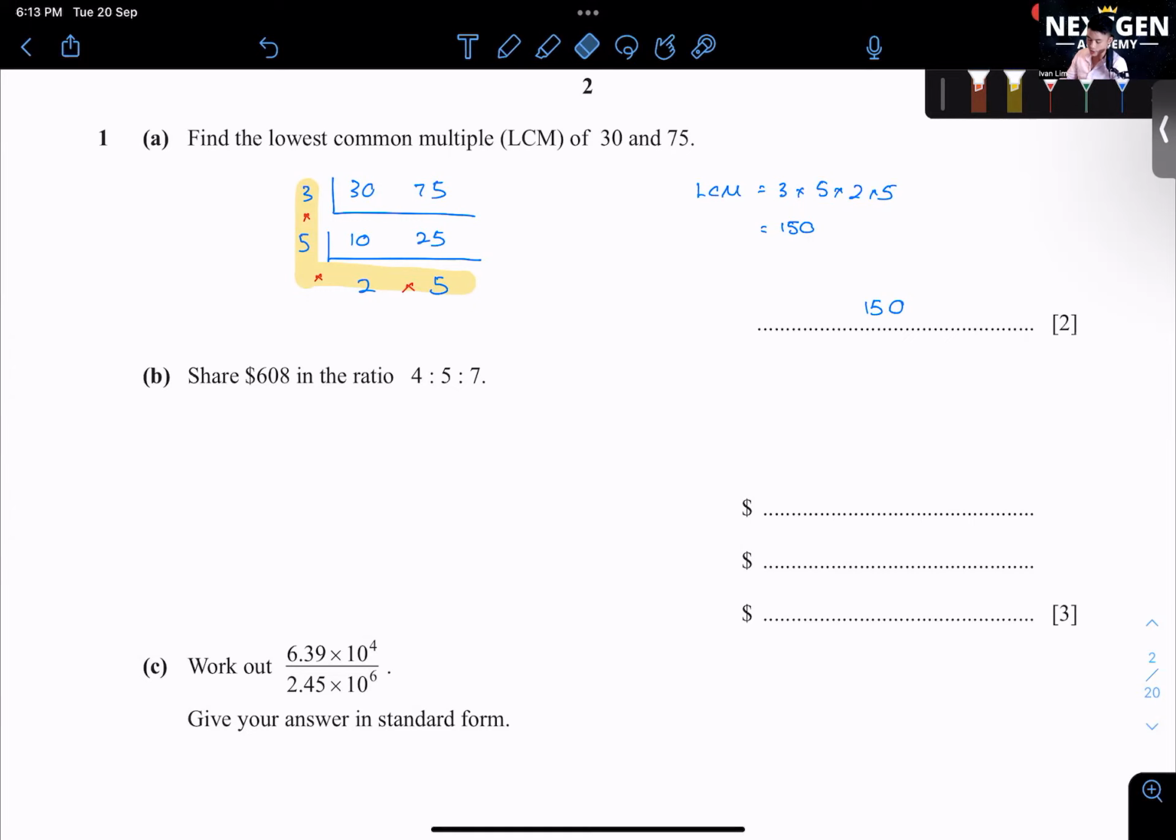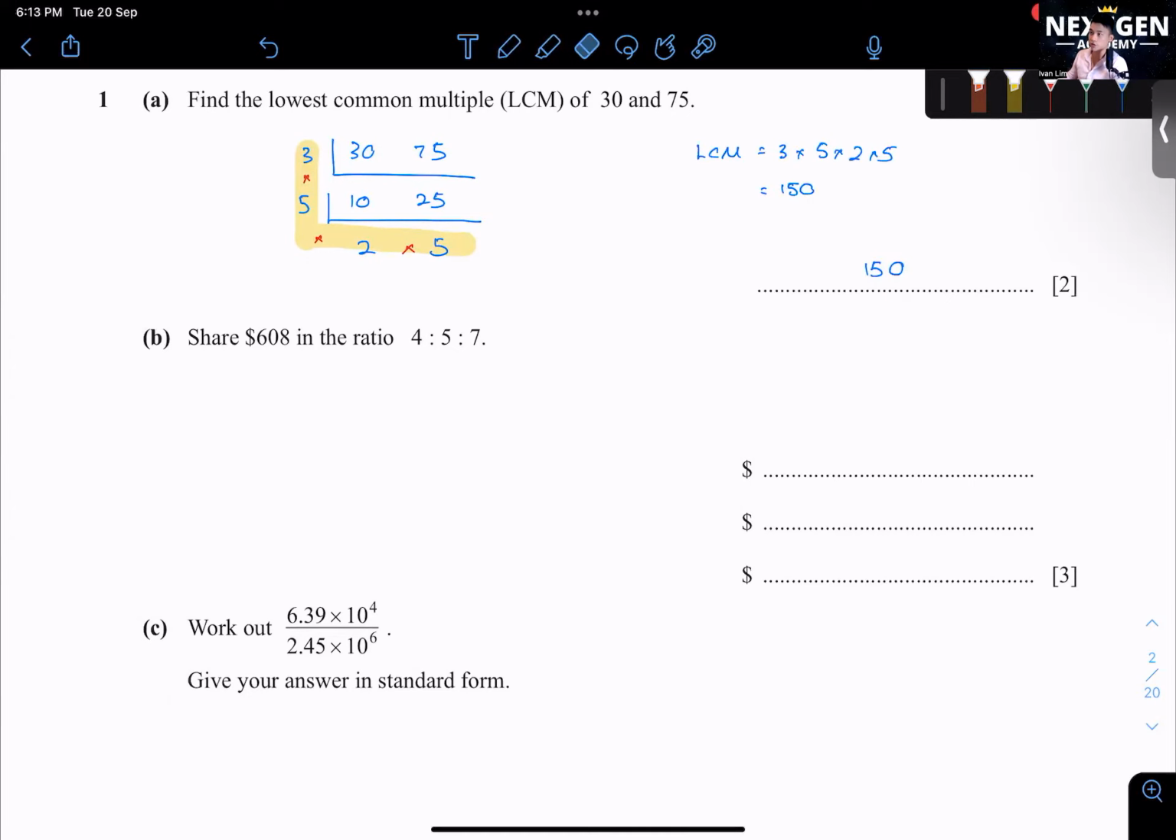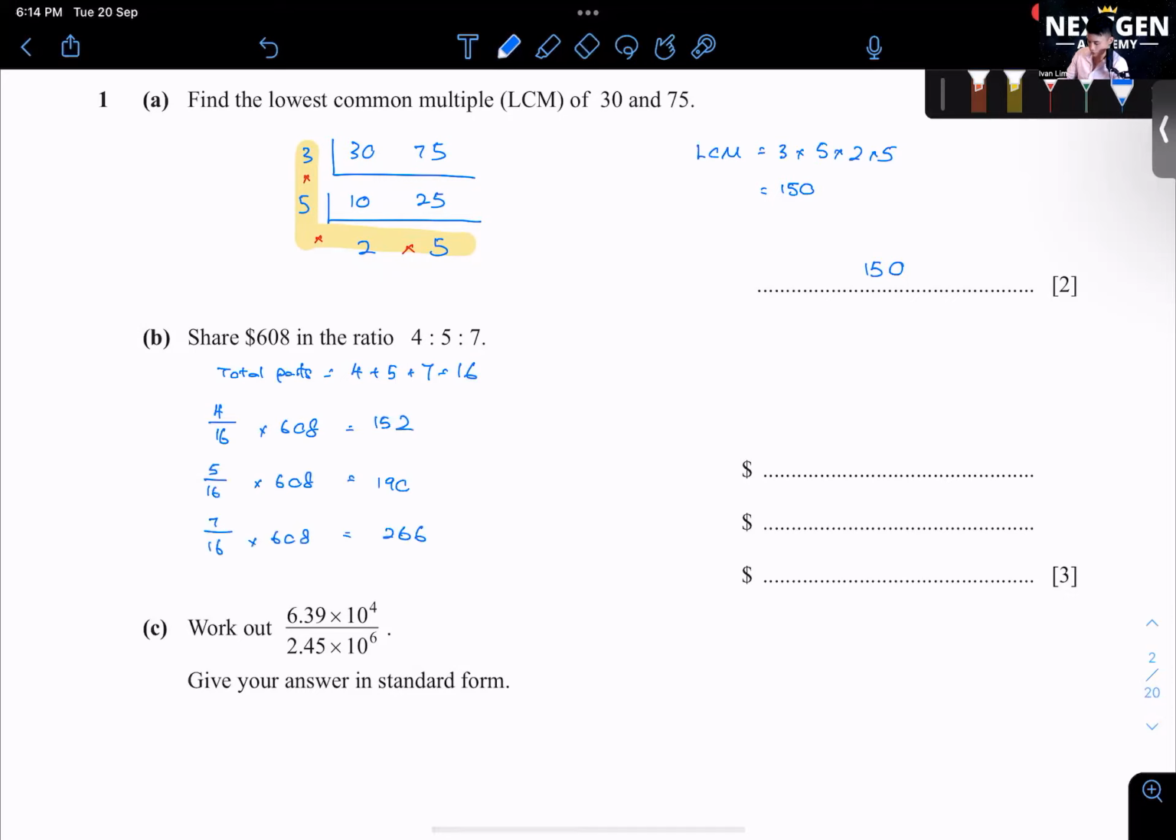Question B. Share $608 in the ratio 4, 5 and 7. We can calculate the total parts first. You just add it all up: 4 plus 5 plus 7, which is 16 parts. So 4 over 16 times 608, 5 over 16 times 608, 7 over 16 times 608. Just type this into a calculator. You should get 152, 190, 266. These are all free marks for you.